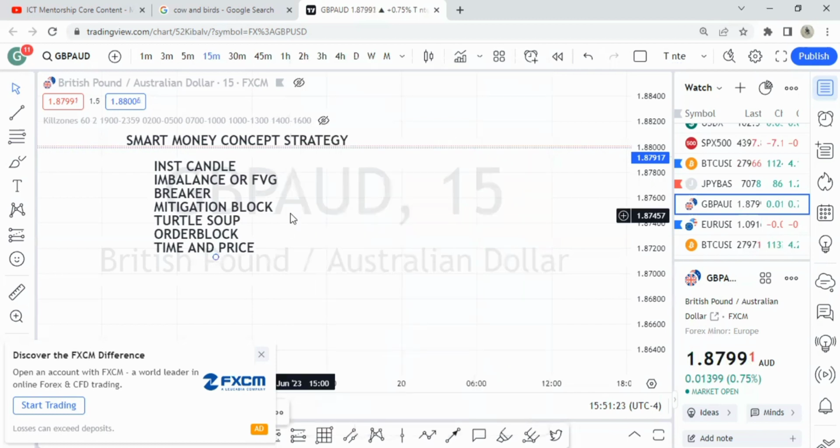All these things listed here are a result of smart money being involved in the market. You will see an institutional candle when smart money is involved. You see an imbalance when smart money is involved. A breaker, mitigation block. All these concepts are things that you will see when smart money is involved. They're the footprints of the cow, which you need to follow to understand what you want to do.